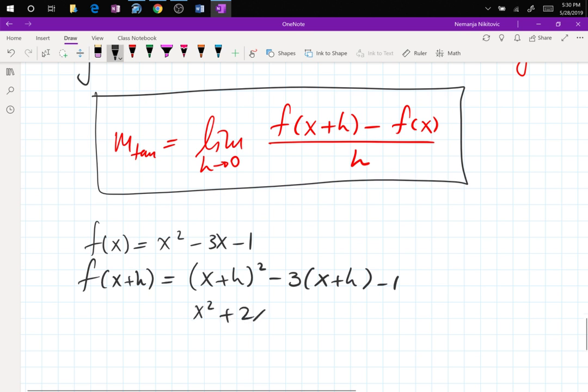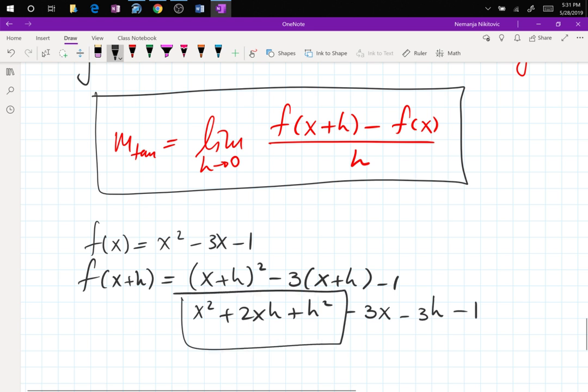X squared plus 2xh plus h squared minus 3x minus 3h minus 1. So you expand the square, you multiply -3 in, and then you just copy -1.